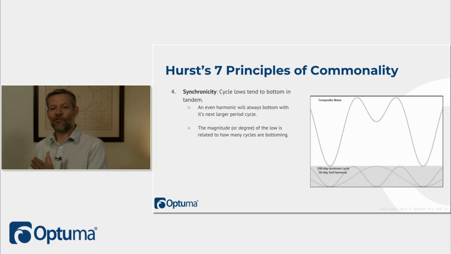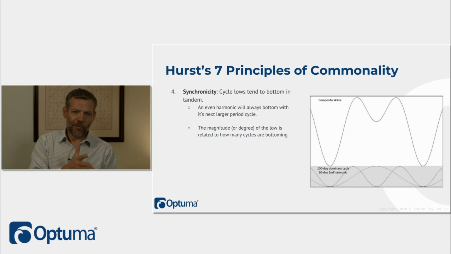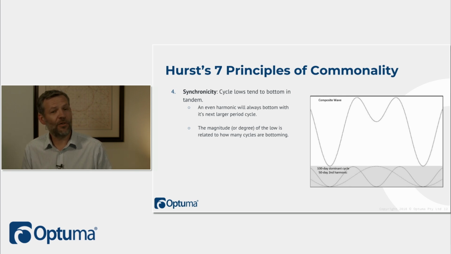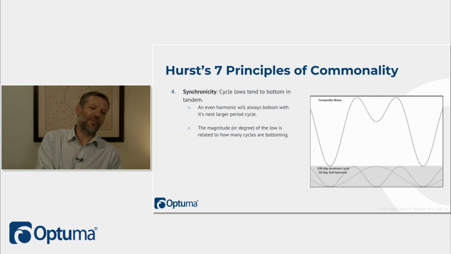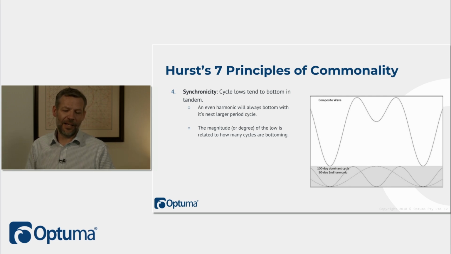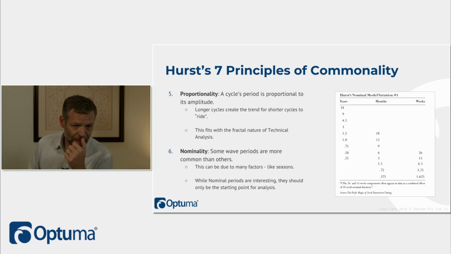The magnitude or degree of the low is related to how many cycles are bottoming. If we've got 4 or 5 cycles all coming together, which is pretty much what happened in 2009, then we're going to see this massive low coming in, and then things spread out again. So synchronicity is the lows all coming together.